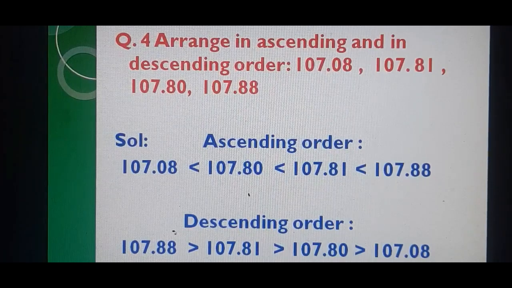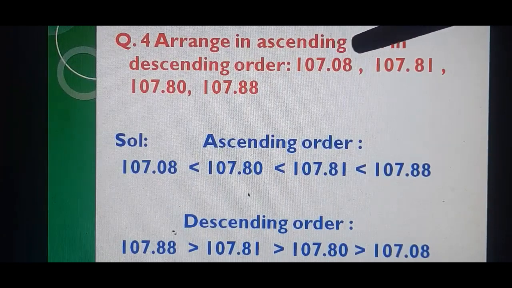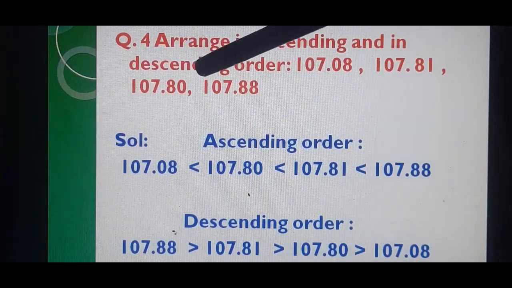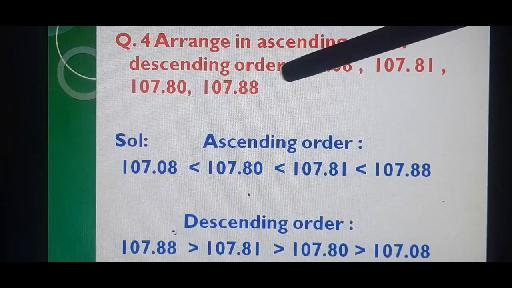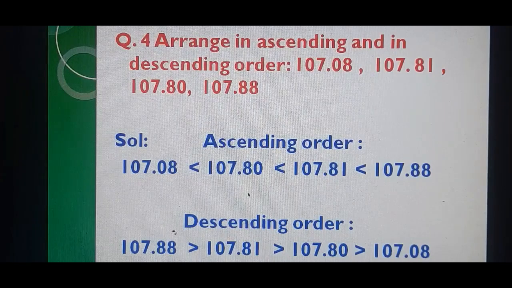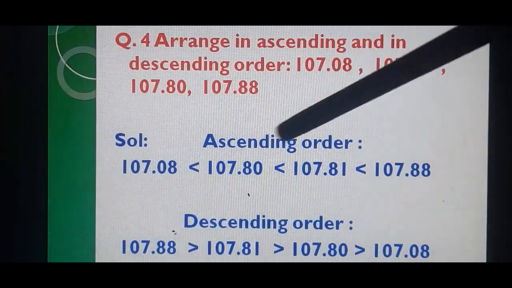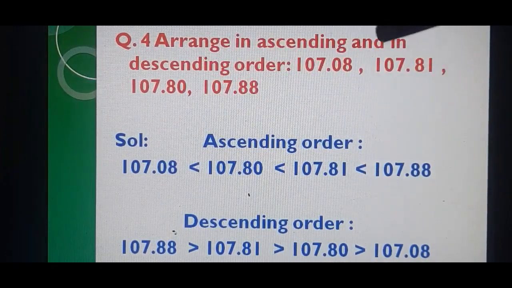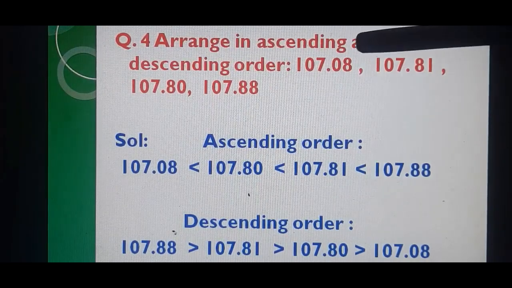Question number 4. Arrange in ascending and in descending order: 107.08, 107.81, 107.80, 107.88. First of all, we will check the whole number part when we are going to arrange in either ascending or descending order. Ascending order means smaller to bigger. Descending order, bigger to smaller. So for ascending order, smaller to bigger, we have to search for the smallest one. That is 107, 107, 107, 107. It means the whole number part is the same. So we will check now the decimal part.